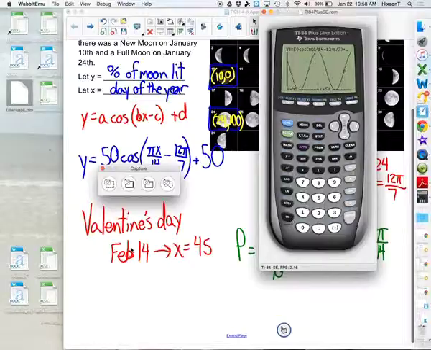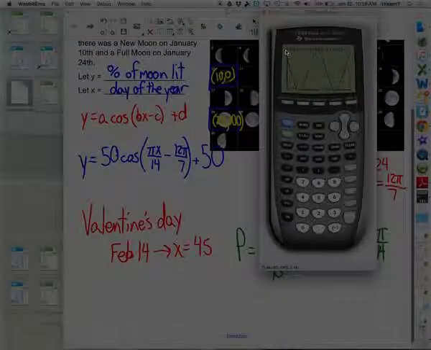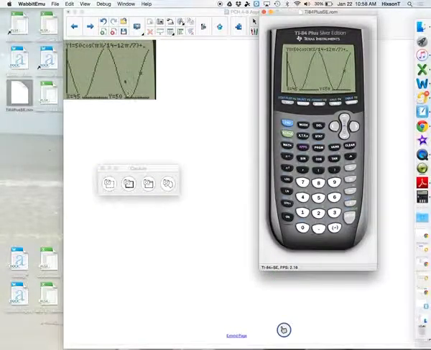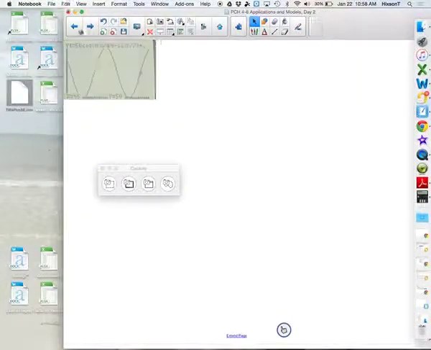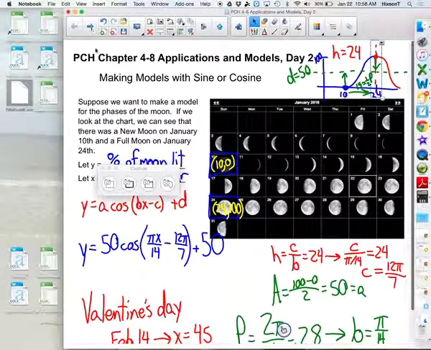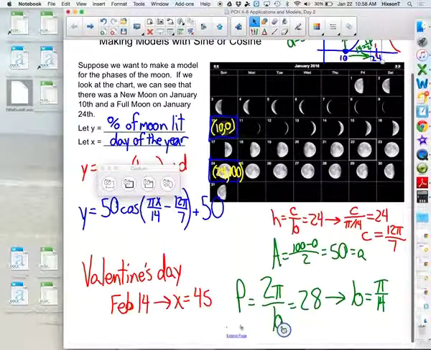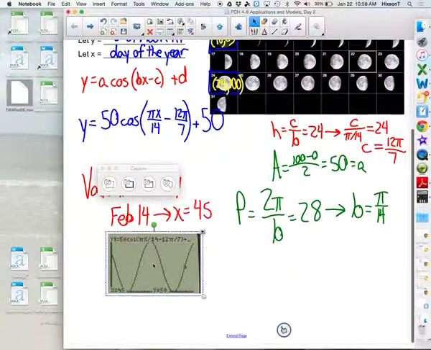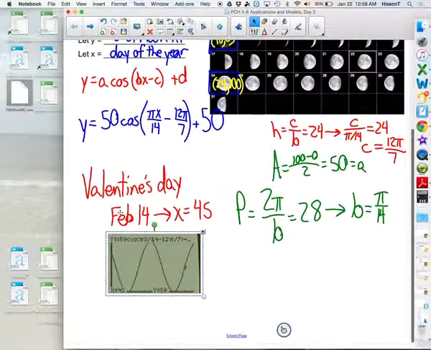Okay, so here's our model. And the nice thing about this model now is you can type in any value for x and you can figure out what phase of the moon it's going to be on, using those percentages. All right, questions? Kind of cool stuff.